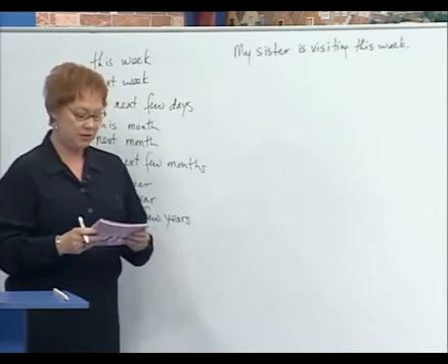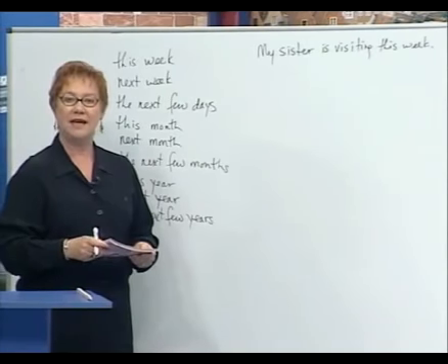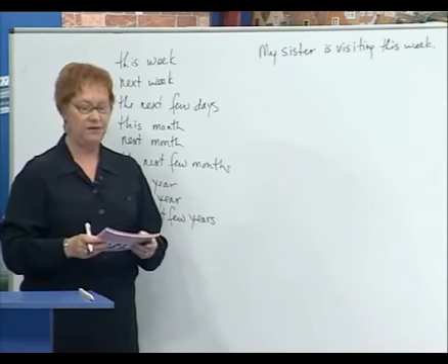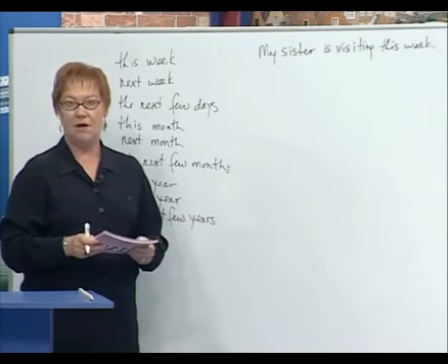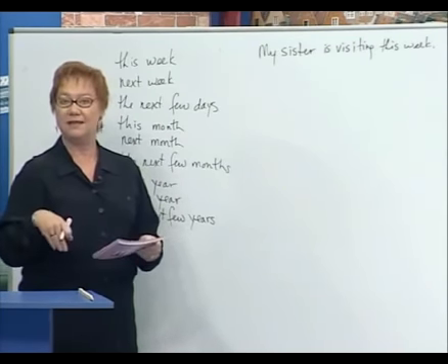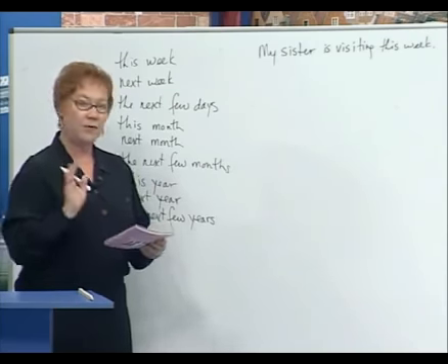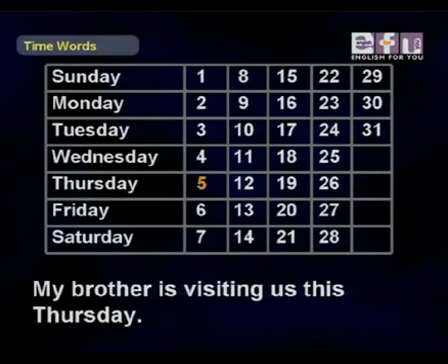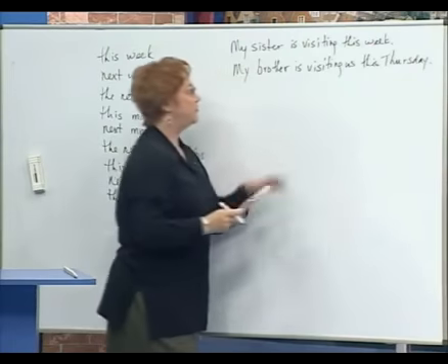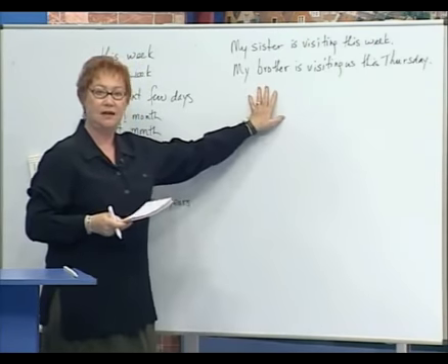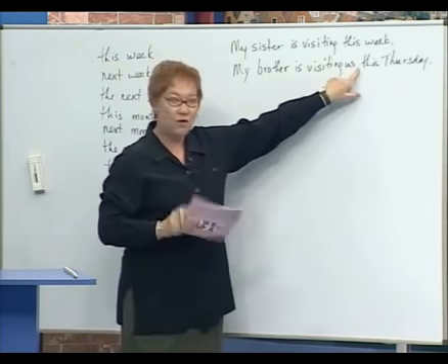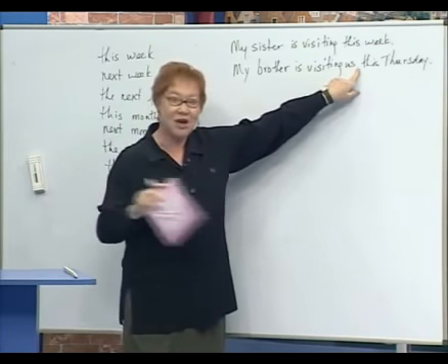To talk about Tuesday, August 3rd, we say this Tuesday. To talk about Thursday, August 5th, we say this Thursday. For example, my brother is visiting us this Thursday. My brother is visiting us this Thursday. Now notice again, no on. On is not there.